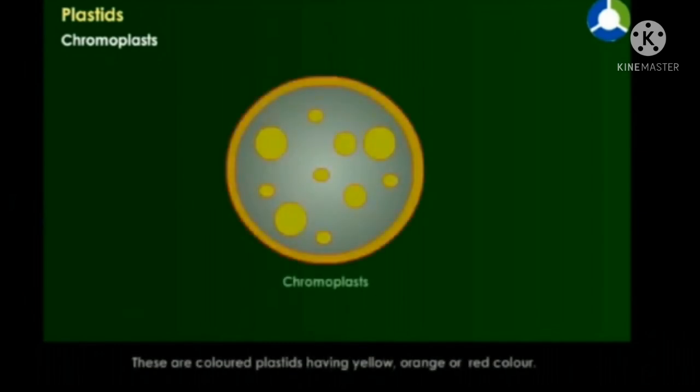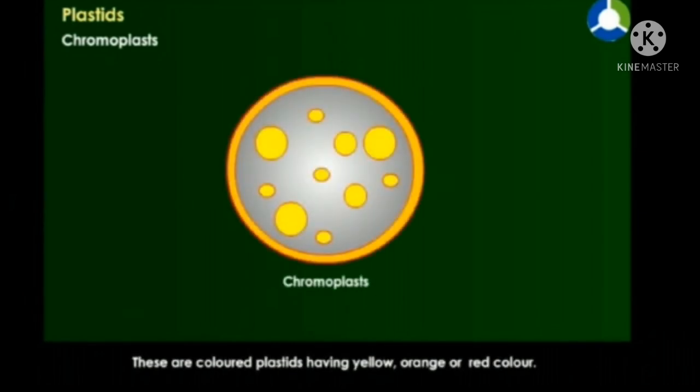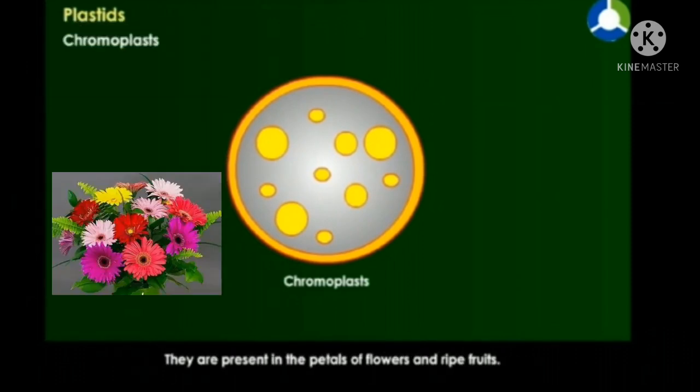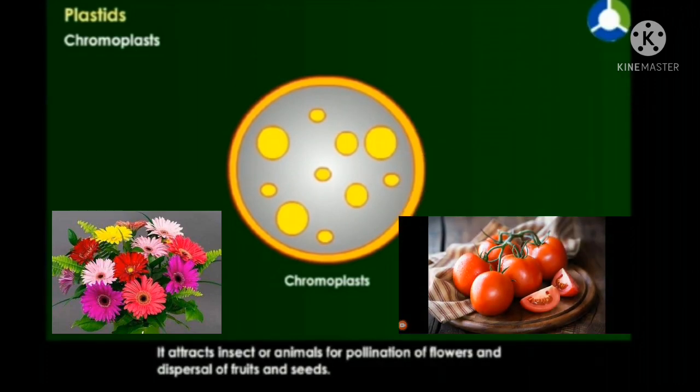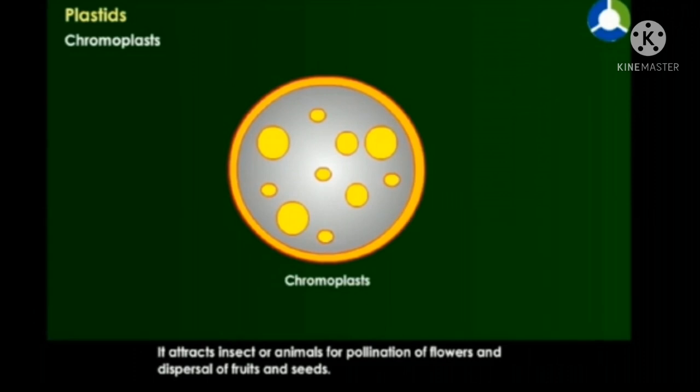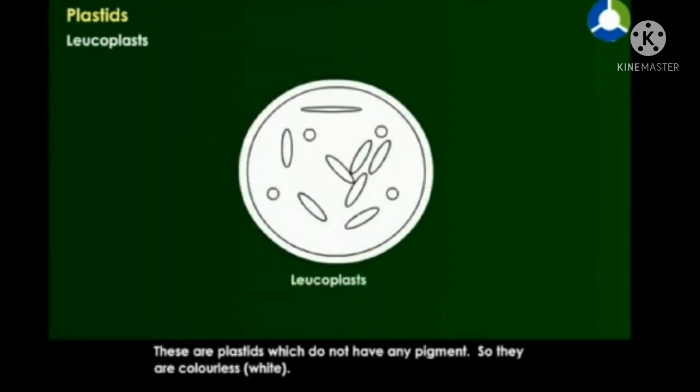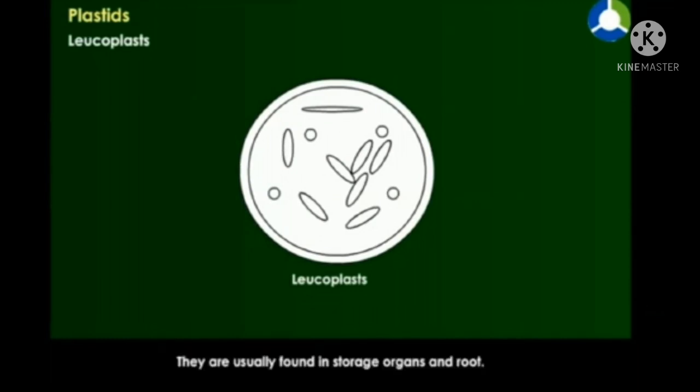The next one is chromoplasts. These are colored plastids having yellow, orange or red color. They are present in the petals of flowers and ripe fruits. They attract insects or animals for pollination of flowers and dispersal of fruits and seeds. The third one is leucoplasts. These are plastids which do not have any pigment, so they are colorless, that means white in color. They are usually found in storage organs and roots.